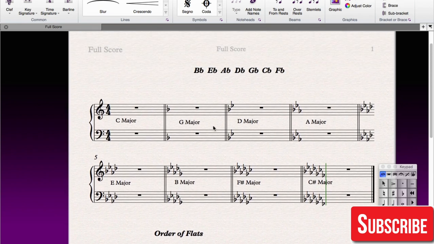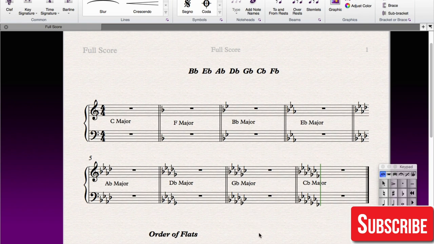Okay, now with the key signatures, so I'm going to edit now these names. So the key that uses one flat is F, and two flats, that will be B flat, and three flats, that will be an E flat, four flats, that will be an A flat, and five flats, that will be a D flat, and six flats, that will be G flat, and seven flats, that will be a C flat.